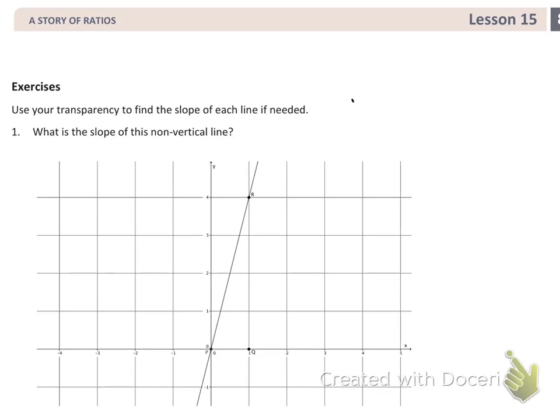Let's see if I can get this line going through the right points. Nope. I'll just use that. It's hard to draw straight lines on this thing. Okay, well, basically it's going right through there.